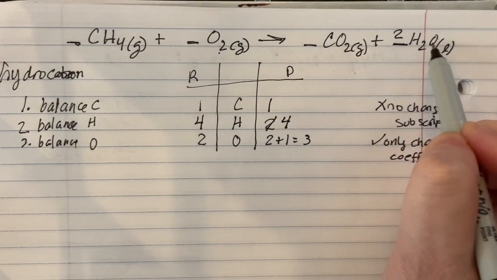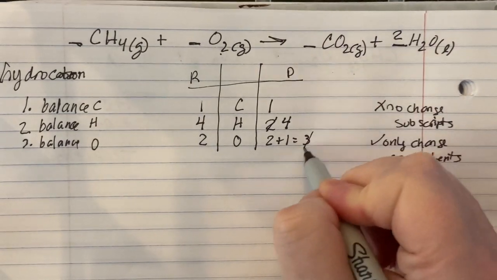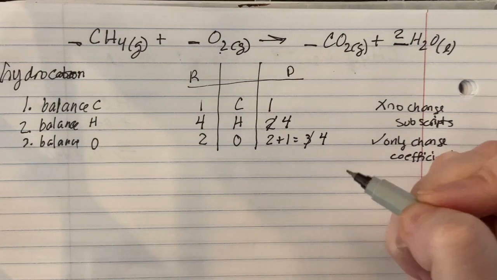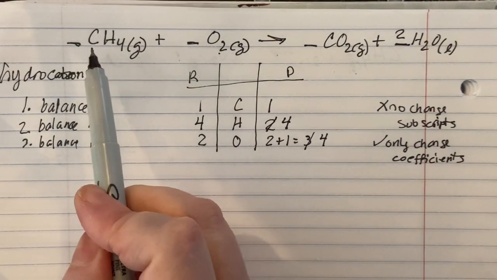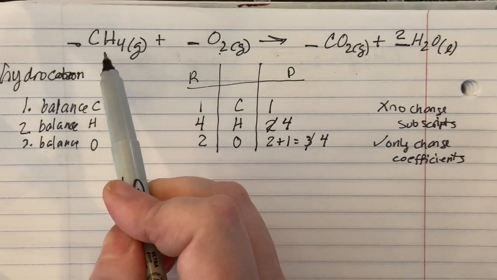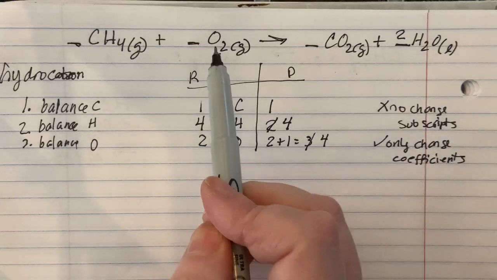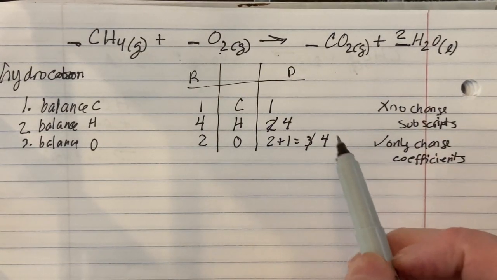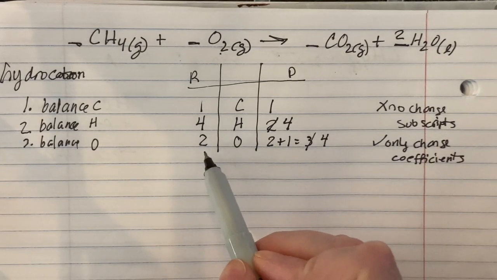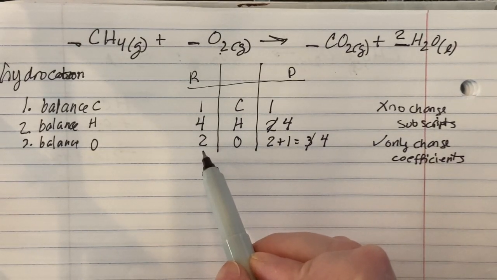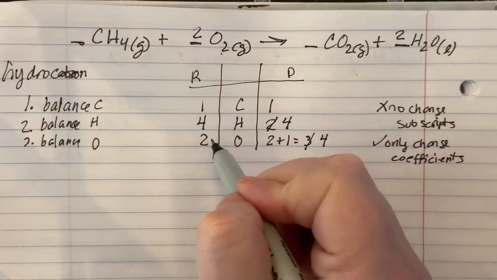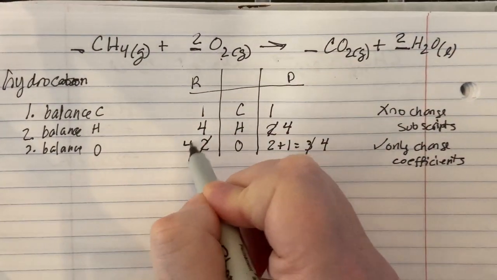So I now have 2 oxygens plus 2 oxygens. So I now have 4 oxygens on the right. Okay. My carbons are still the same. 1 carbon, 1 carbon. 4 hydrogens, 4 hydrogens. 2 oxygens, 4 oxygens. How can I make 4 oxygens on my reactant side? And again, the same thing. I put a 2 in front here. Now it's 2 times 2 is 4.